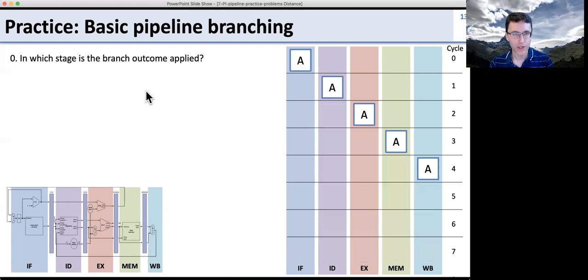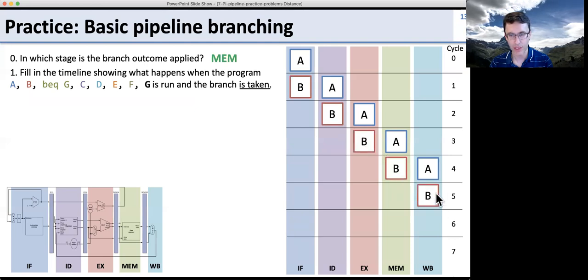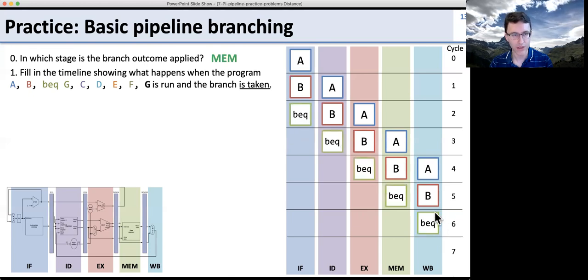All right, so let's go through this one. In which stage is the branch outcome applied? Well, as we saw before, it's in memory. When the instruction is over here in memory, then it goes around, and on the next cycle, we're going to update it. So let's fill in the timeline showing what happens when we execute this program. In cycle 0, we do A, and A moves through our pipeline over the next 5 cycles. In cycle 1, we do B. Similarly, B moves through the pipeline, so it's going to execute 5 cycles later, right after A. Then we get branch equal. Branch equal goes through the pipeline, and it's going to execute here.